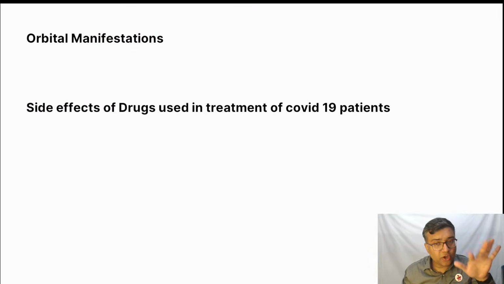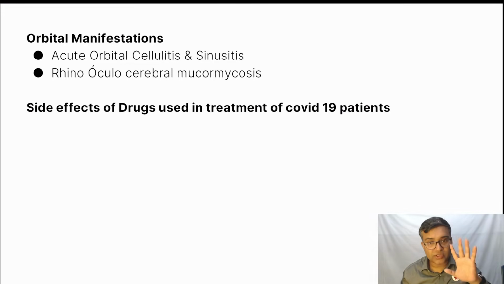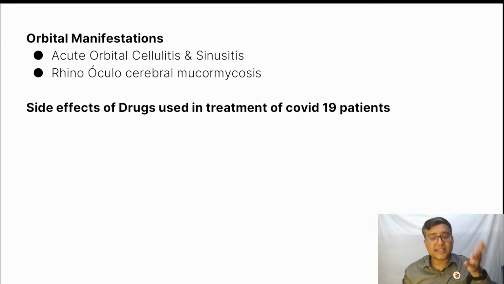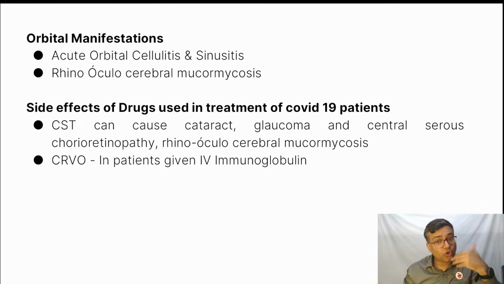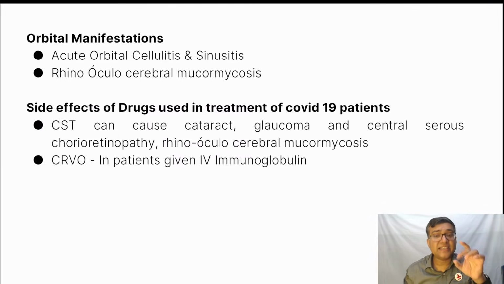When we talk about the orbital manifestations, the important ones are orbital cellulitis and sinusitis, and very important, because of the use of steroids there can be mucormycosis. Okay, that was a previous year question as well. The drugs that we give can also cause ocular manifestations. Corticosteroids can cause cataract, glaucoma, central serous retinopathy, and in patients to whom you are giving IVIG, that can also cause central retinal venous occlusion.